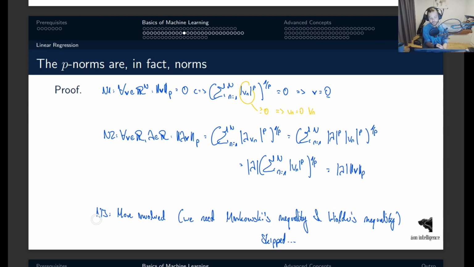Now I would like to prove the triangle inequality for the p-norms, but honestly this is a little more involved than showing N1 and N2. So what we need is Minkowski's inequality, which is a consequence of Hölder's inequality. So we could do that, but it would be just a little too much for what I'm trying to show in this linear regression lesson. So we will actually skip it. I hope that's fine. But if you're terribly interested in the proof, you can look it up. There are demonstrations of this proof on the internet.